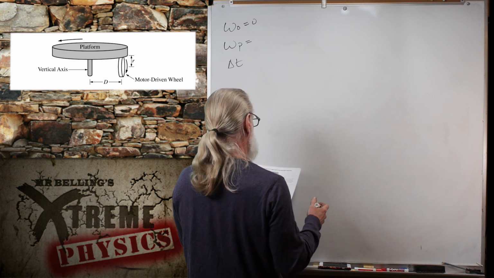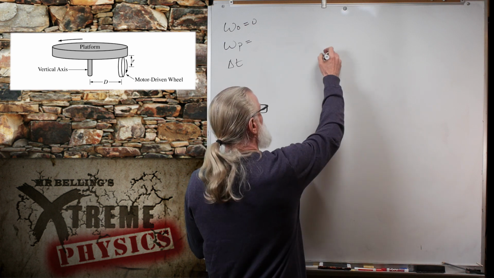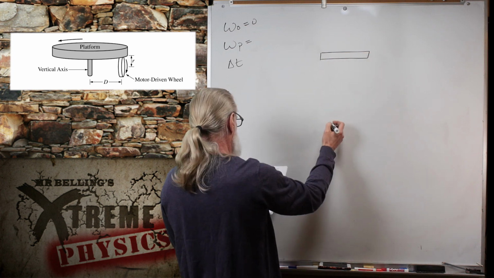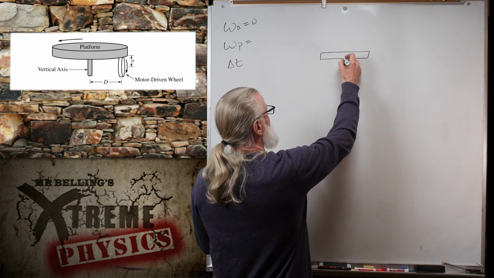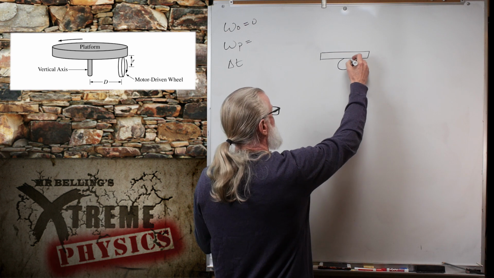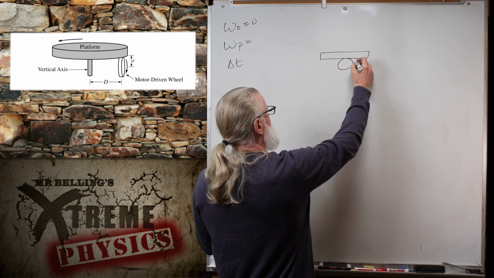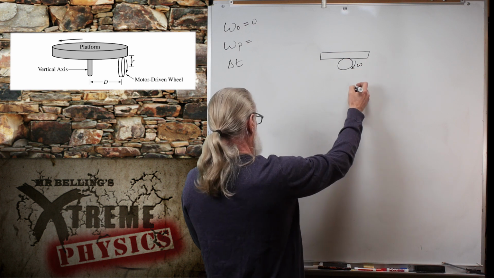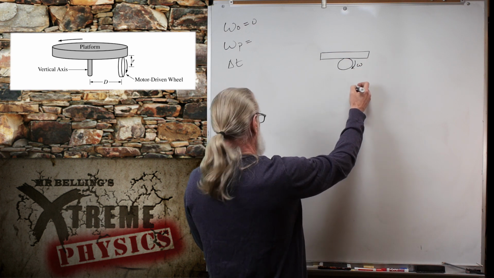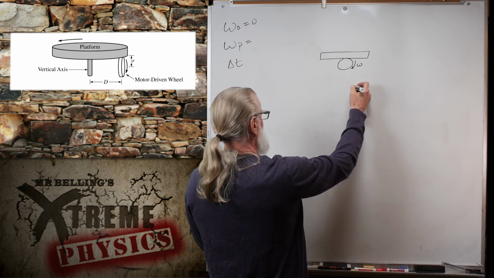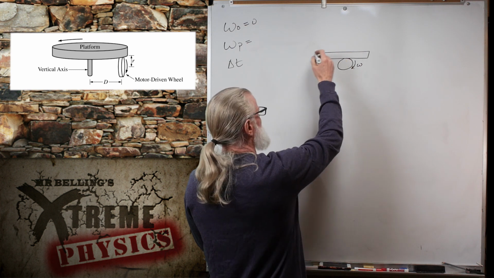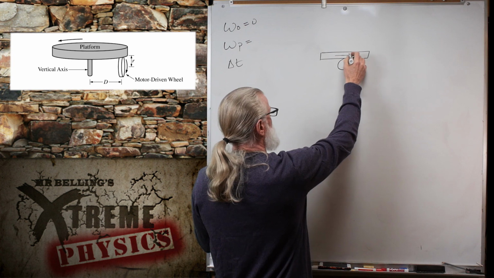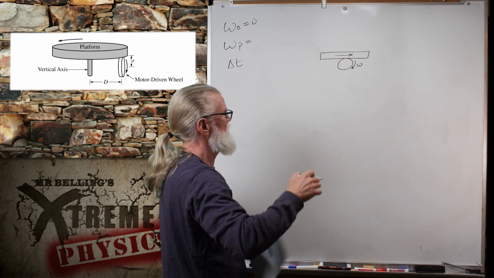So let's see how to draw this thing. I'm going to draw it from a side view like that. And I'm going to have the disc here, and it's rotating like that. Right? So it's rotating like that, and then that's causing this to go around like this. So this front of the wheel is going that way, right?